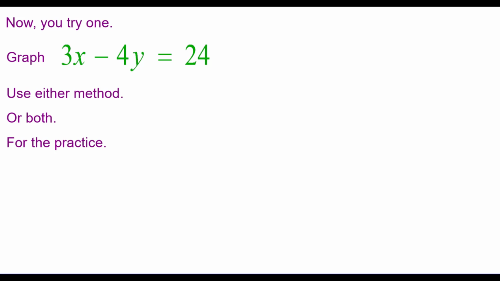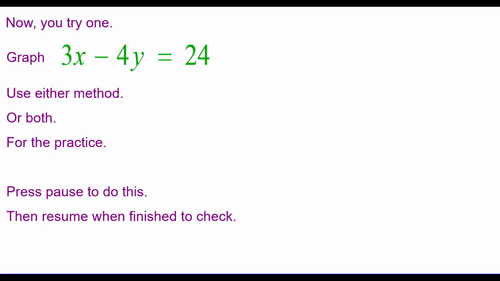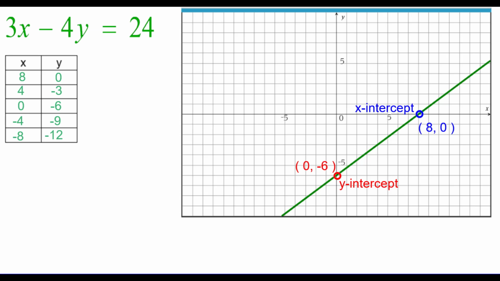Now you try one. Graph this equation using either method or both for the practice. Press pause to do this and resume when you're finished to check. And here's the answer with the table of values, with the y-intercept and the x-intercept shown, and then the green line is the graph.